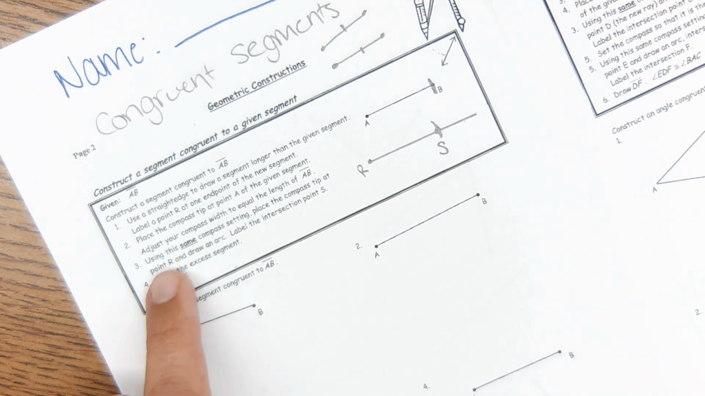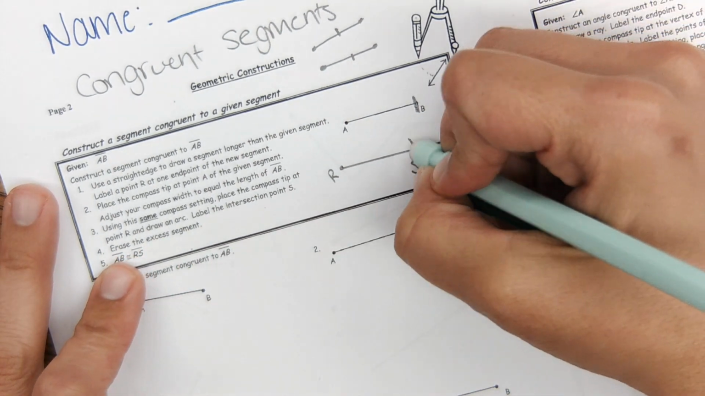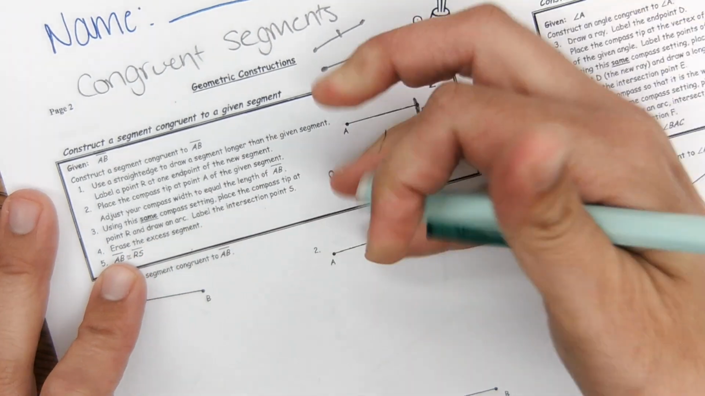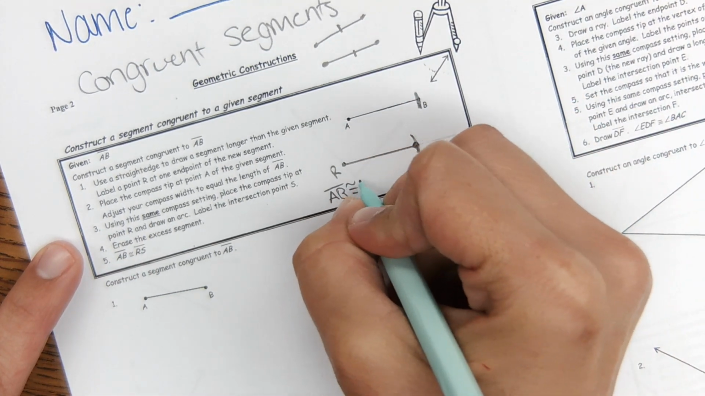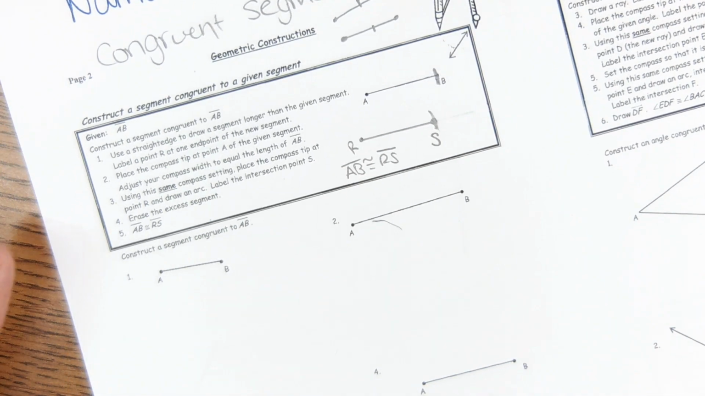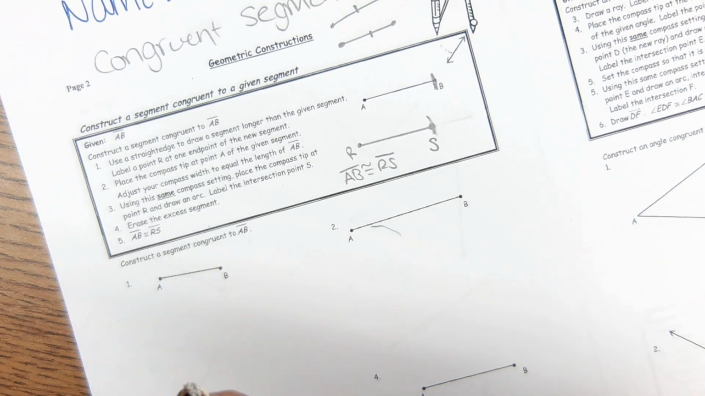And the last step, it says to erase the excess segment. So AB is congruent to RS. Yes, you may have to adjust it a little bit to make it work. It is what it is.